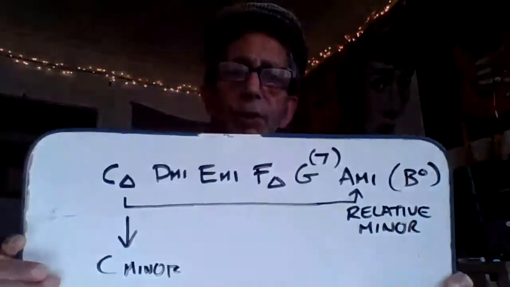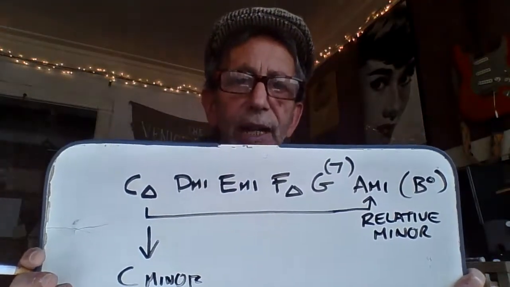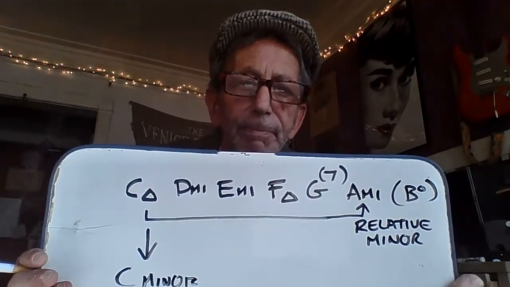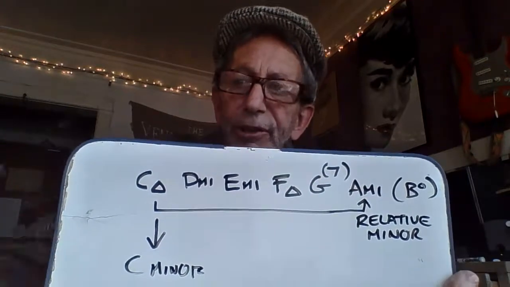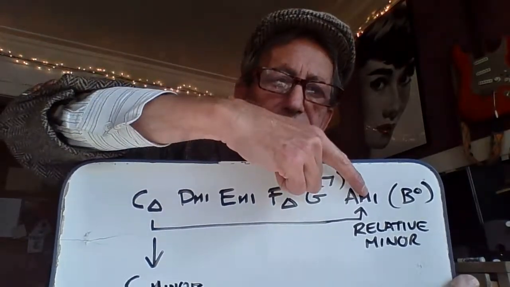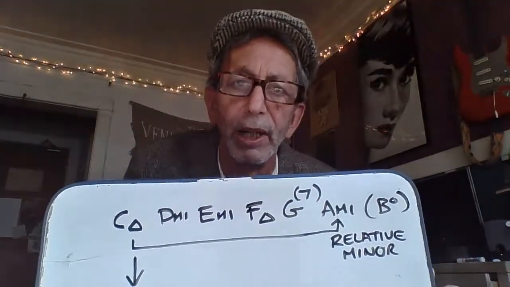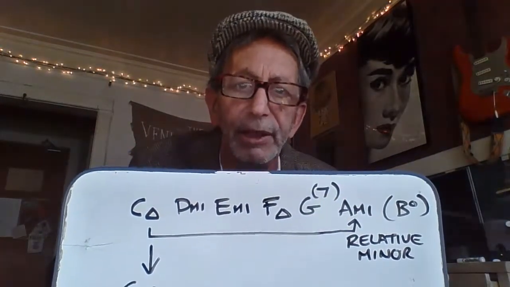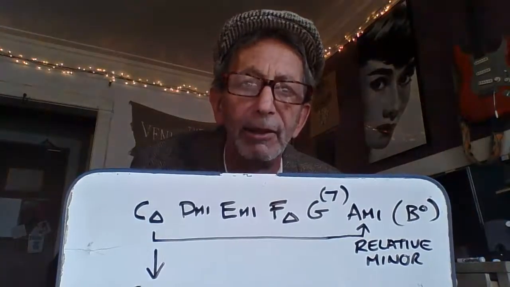I have on my whiteboard, if you look at the top chord set, the chords that belong to the key of C. And if I travel up six steps, one, two, three, four, five, six, we get A minor. That is called the relative minor of the key of C major. Now, what is parallel minor?